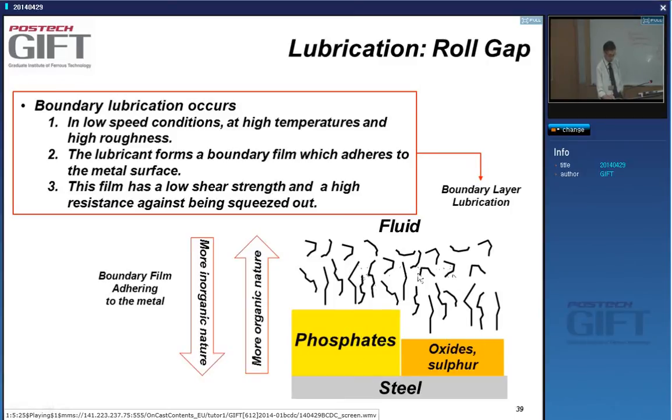So when the oil film collapses, these inorganic compounds will play a role. Because they adhere to the steel surface, they can easily shear, yes, and they have very high resistance against being squeezed out, yes, and they're very pressure resistant. Yeah, and because they're there, they also make it difficult for the two surfaces to cold weld to each other. So that's why we have phosphates and sulfur.